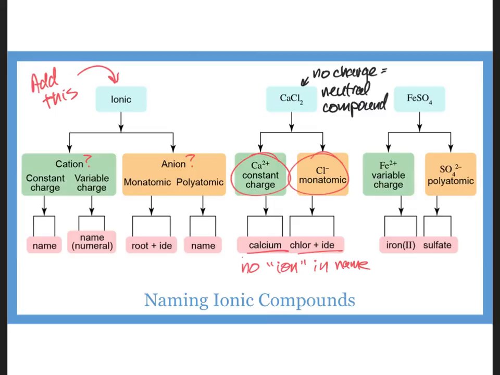FeSO4 is a little more challenging because we see a transition metal, which will have a variable charge, and SO4, which is a polyatomic ion. If you've memorized the charge on the anion, you can quickly identify this as iron 2, followed by the name of the polyatomic ion, sulfate.